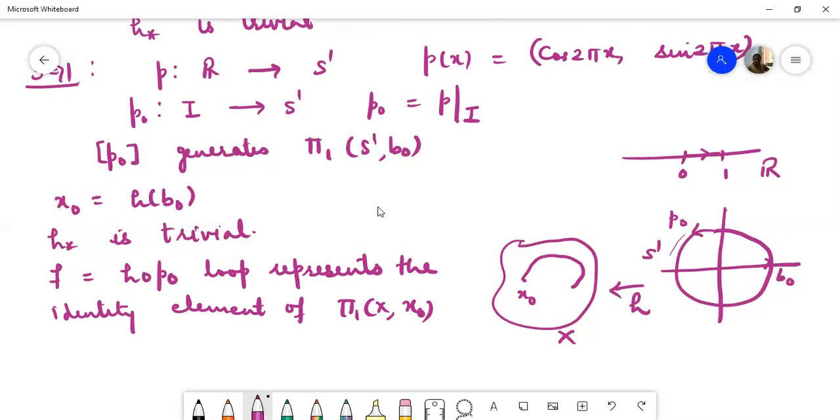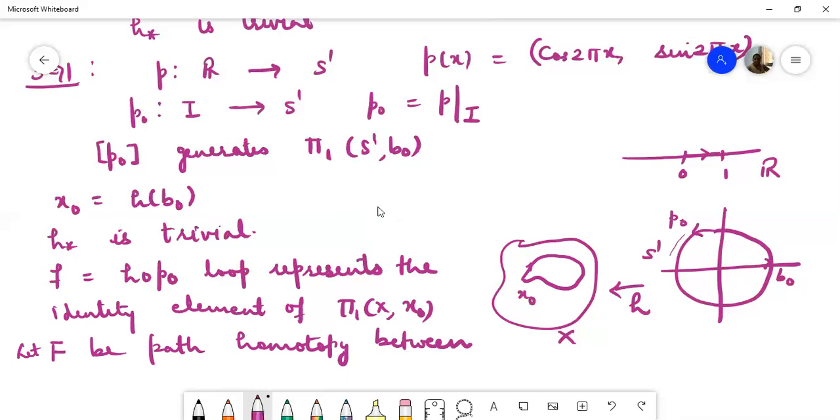So let us say this is the loop which starts and ends at x naught. Now if this represents the identity element of pi 1 X x naught, then there is a path homotopy between the path f and the constant path at the point x naught. So let us suppose that the path homotopy is capital F. So let capital F be a path homotopy between f and the constant path at x naught.